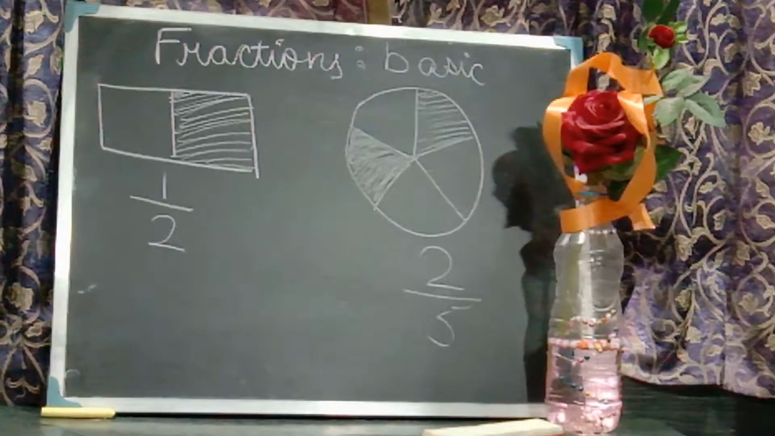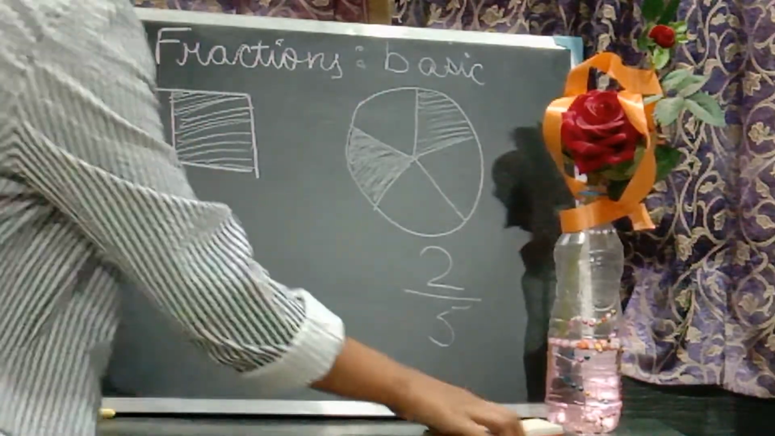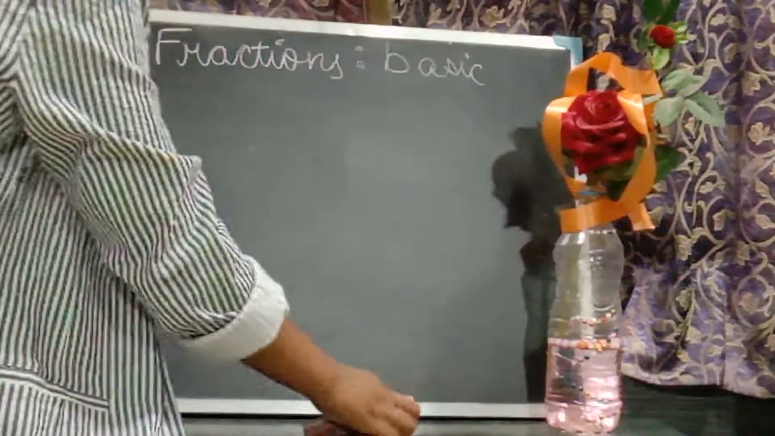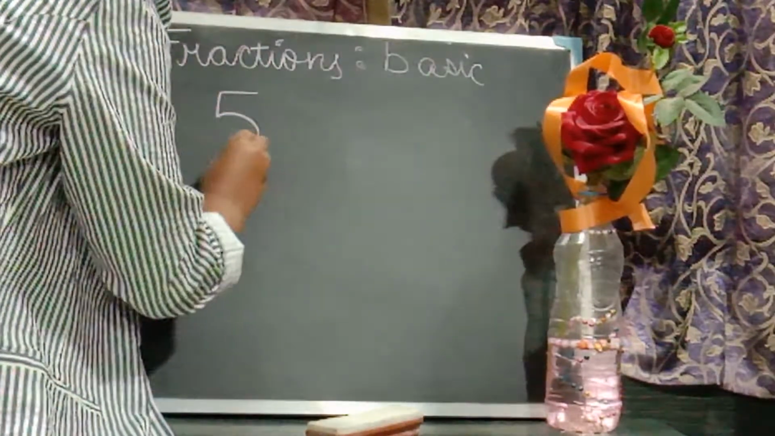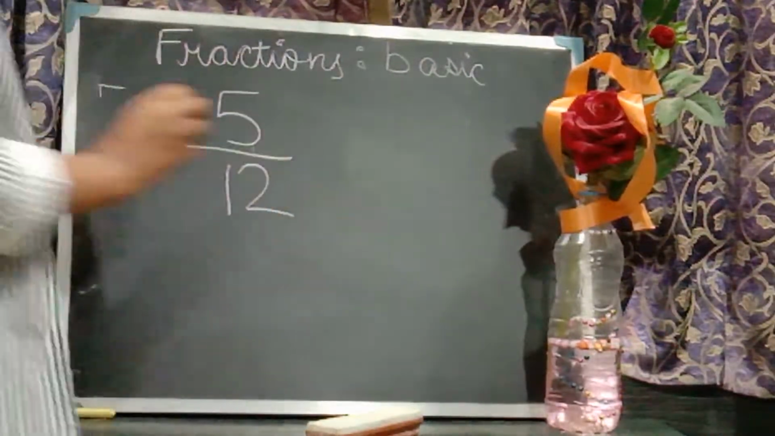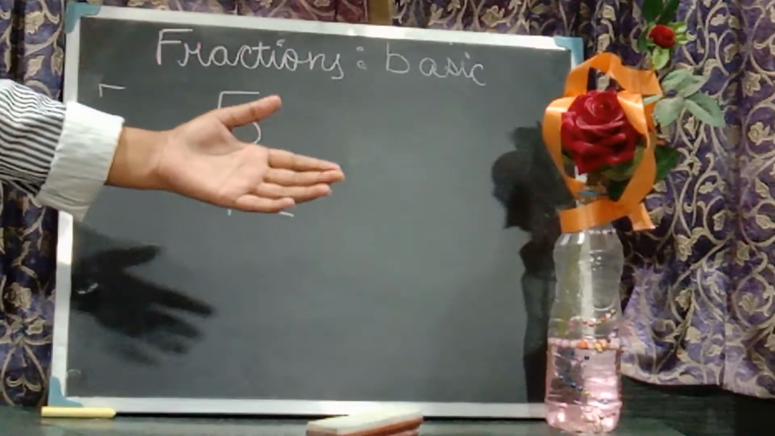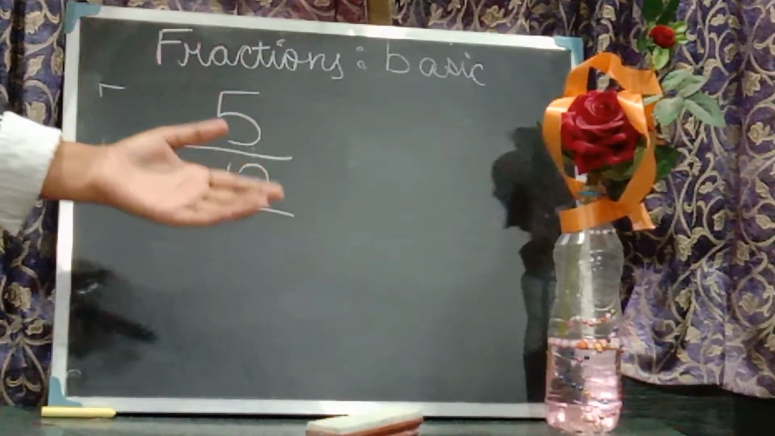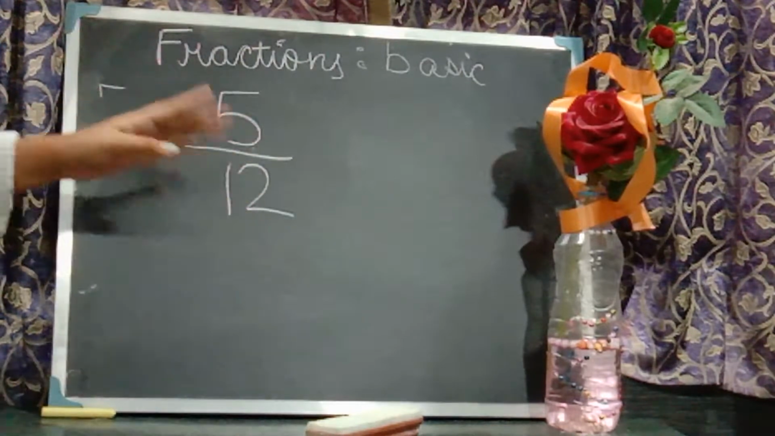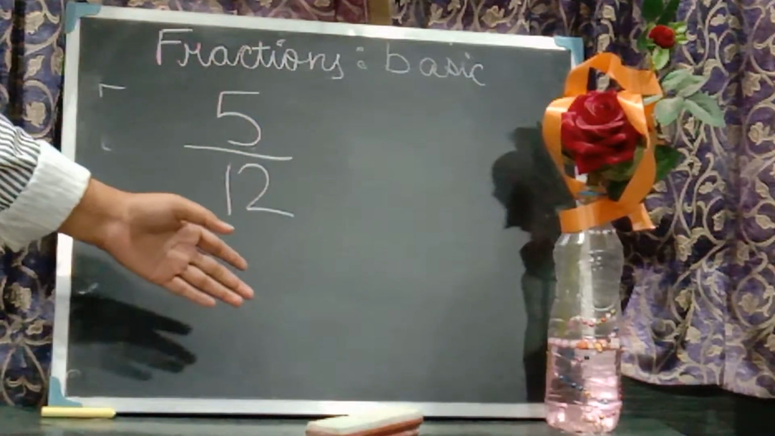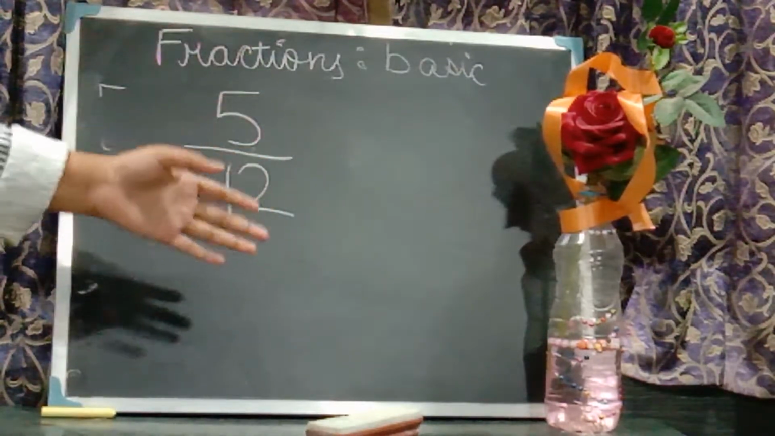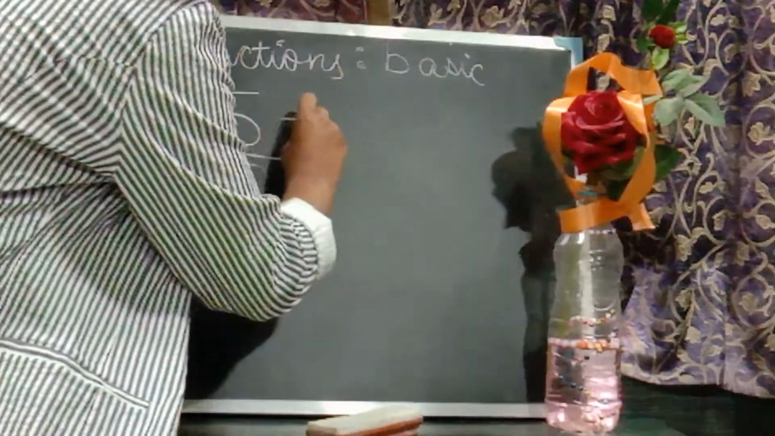5/12 is a fraction. So, what does 12 stand for? It is the number of equal parts into which the whole is divided. So, 5/12 represents 5 parts out of 12 of a whole.